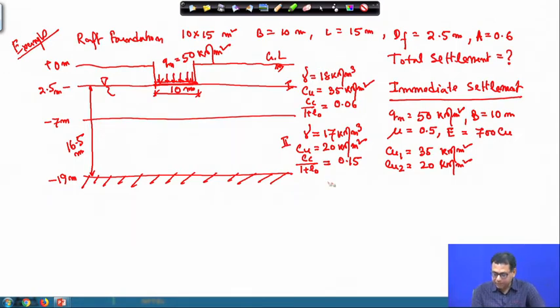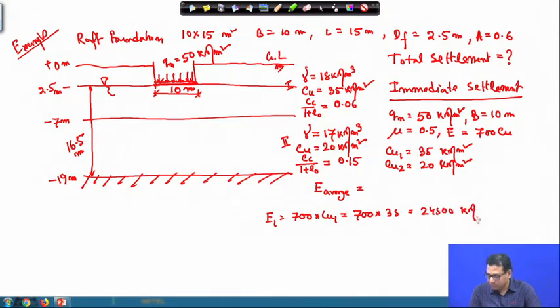So, your E value, E average. As I mentioned, you have to take the weighted average. Here we are doing the Cu weighted average, or in the other way, the E weighted average. So, for E1 it is 700 into Cu1, that is equal to 700 into 35.